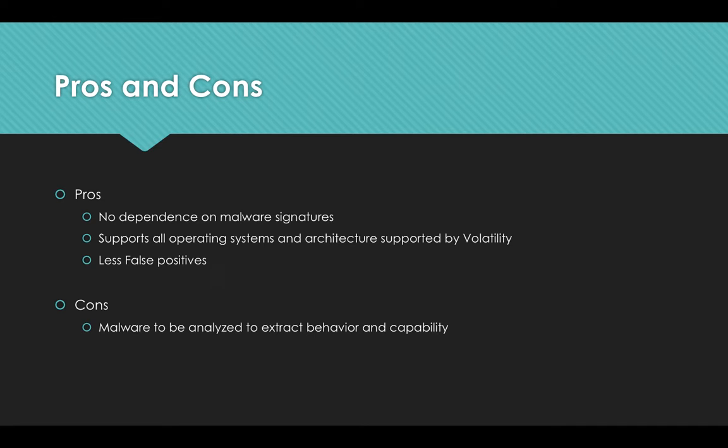The pros of the project are that it does not rely on signatures for malware detection, and due to the more malware-specific indicators of compromise, there are fewer false positives. And due to the reliance on the Volatility plugins, it is very easy to port it to different operating systems and architectures, all of which are supported by Volatility. One downside of this approach is that the malware has to be analyzed beforehand, and all the indicators of compromise extracted before they are defined and documented in MAEC format.